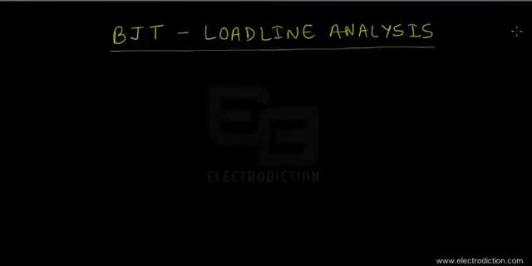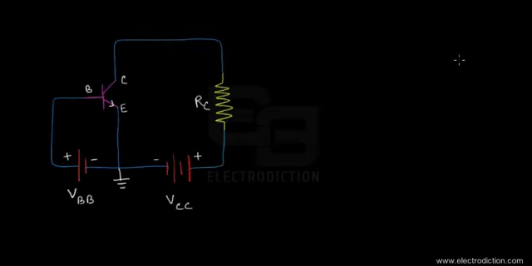Welcome once again to the tutorial on BJTs. Today in this tutorial video we're going to learn about the load line analysis. But before we move on to the details of this topic, let's first consider this particular circuit diagram, where we can see clearly that it's an NPN type BJT, which has been configured in the CE mode of operation.